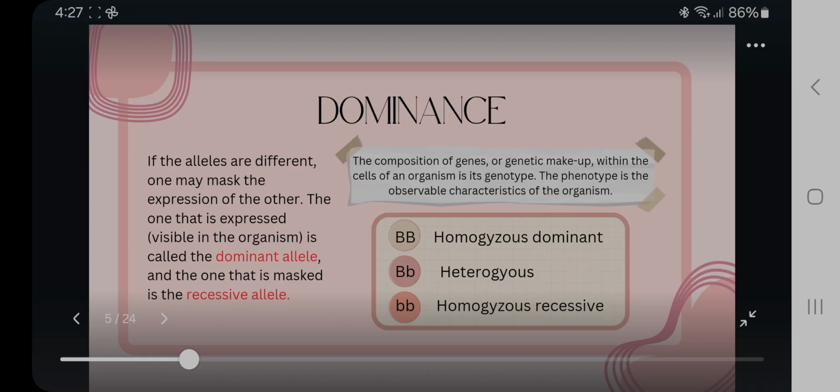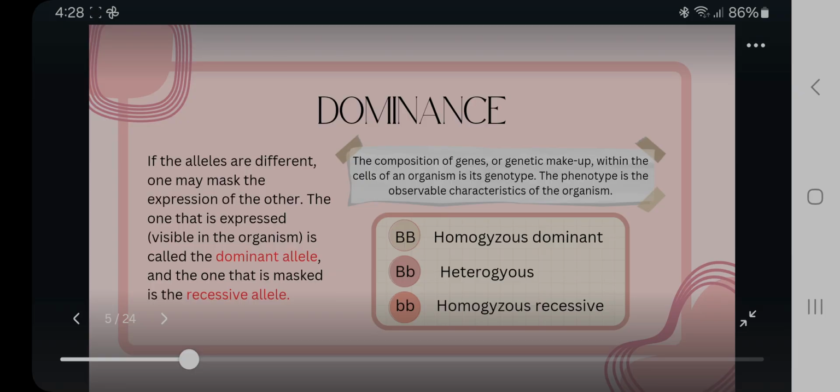Homozygous dominant is represented by two capital letters. For example, in this presentation, we use the letter B. This is due to the genes being the same, so we use the same letter, and both genes are dominant in their respective parents. That's why we make it capital. It's the same gene plus it's dominant, hence the reason it's two capital B's.